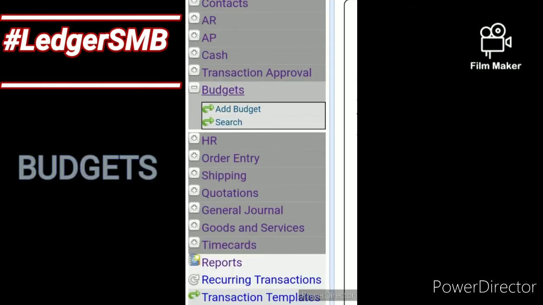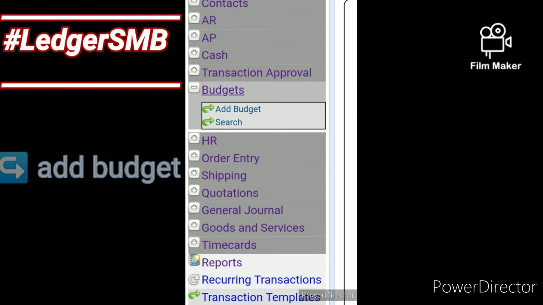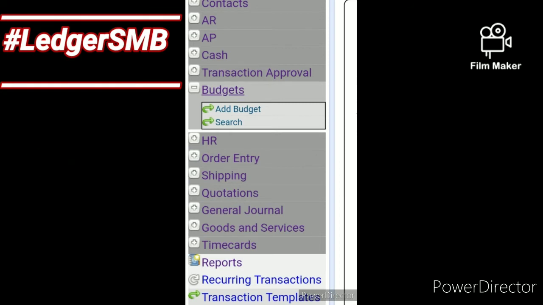The categories of budget are add budget and search. Budgets should be flexible so that they can be easily updated if there are unexpected events or factors in a company. However, due to budgeting and planning constraints in ERP software, you cannot expect your budgets or forecasts to be easily changed or updated.